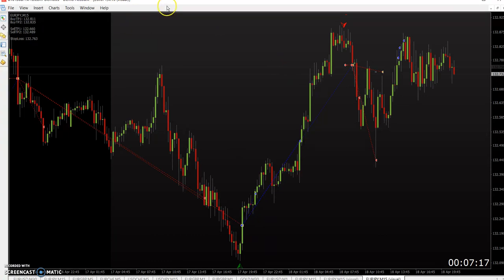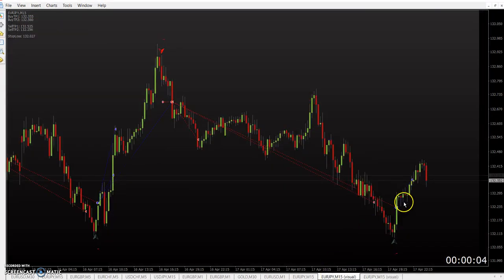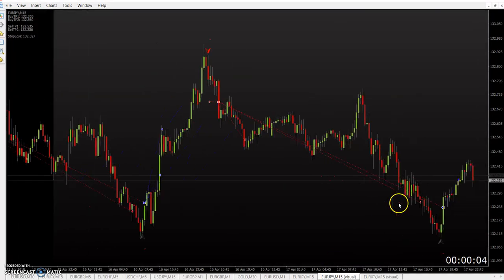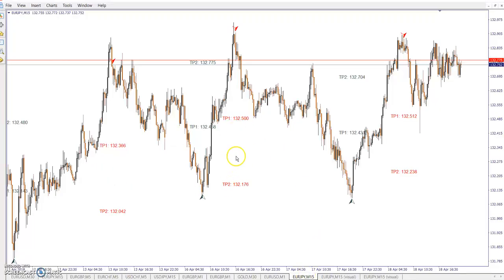Actually we are doing the strategy with the signals, and we can see here our last signal from the last video. We are starting from here to here, a huge movement. After that, yesterday, 18th of April, we got a sell signal, and it's also going very well. And see here what happened right now.